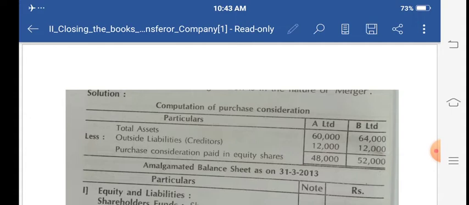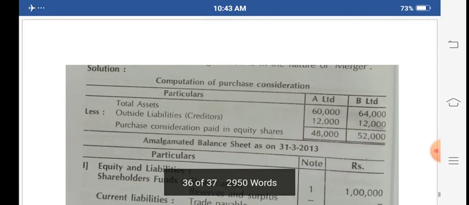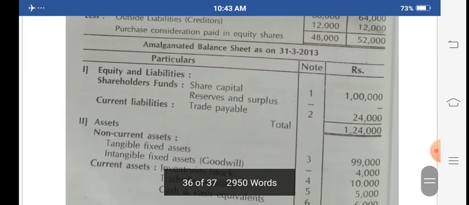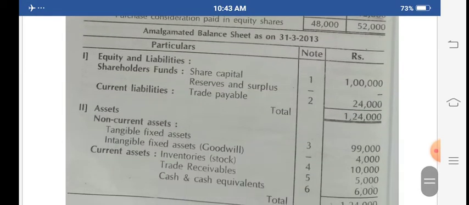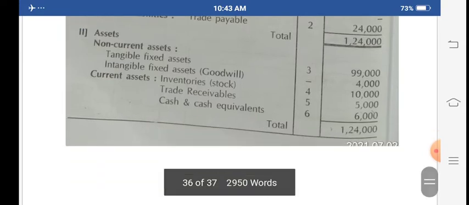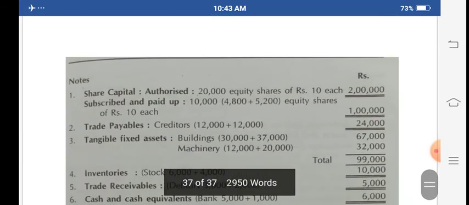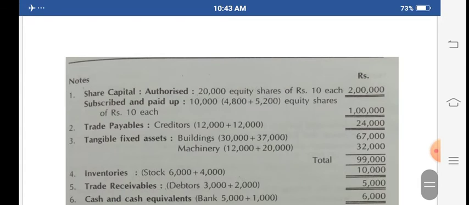Now see how to prepare. We only have to prepare the balance sheet with the help of this information. See this amalgamated balance sheet as on 31st 2013. Equity and liabilities, shareholders' fund, share capital, note number 1, rupees 1 lakh. So now how did it come to 1 lakh? Here the note is given. So see here, share capital, authorized capital is 20,000 equity shares of rupees 10, which is rupees 1 lakh. Okay, so it is authorized capital, it doesn't matter.